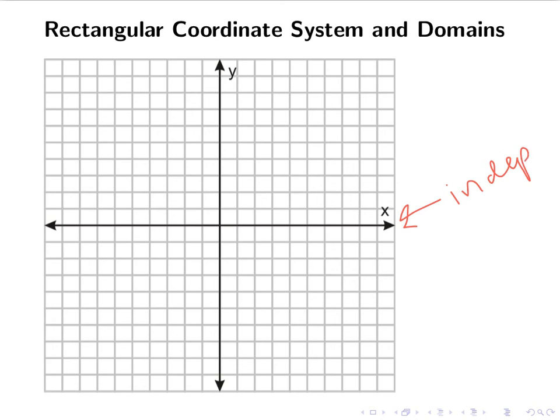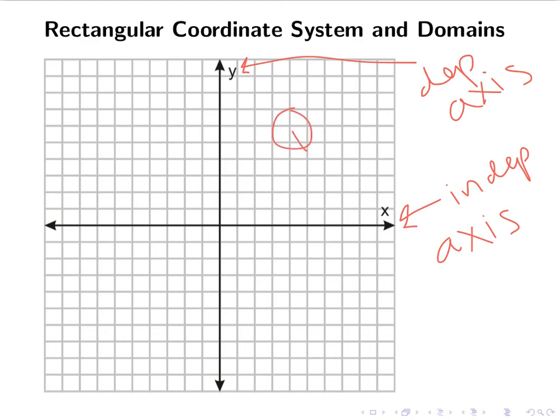We talked about independent and dependent before. So it's the independent axis. The y-axis, which is the vertical axis, is the dependent axis. These two lines break up the system into 4 quadrants, and the first quadrant is the upper right. We denote it usually with Roman numerals, so Q1, 1 being an I in Roman numerals.